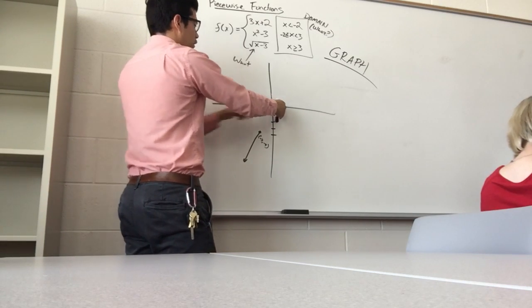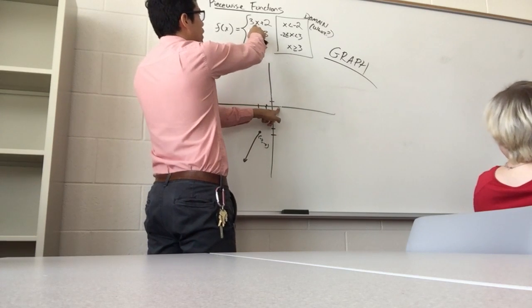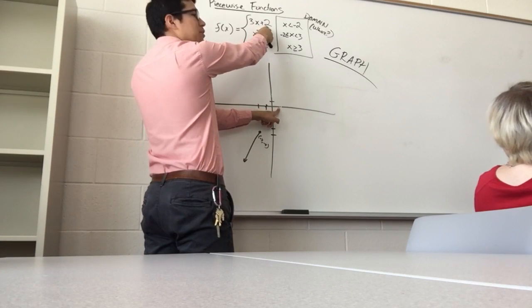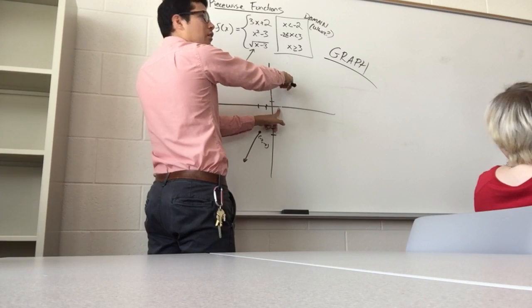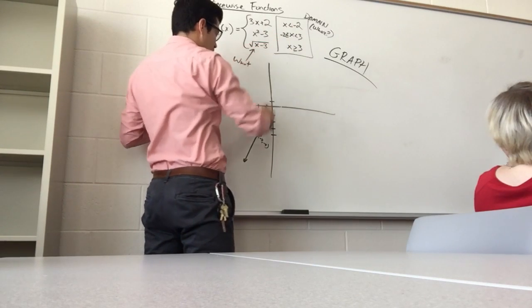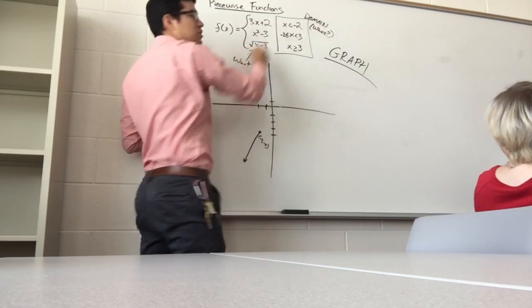Right? Or 1, like for example, 1. If I substituted a 1 right here, 3 times 1 is 3, plus 2, 5. The point is 1, 5, but 1, 5 does not exist. Right? The last point that exists is -2, -4, because this says so.